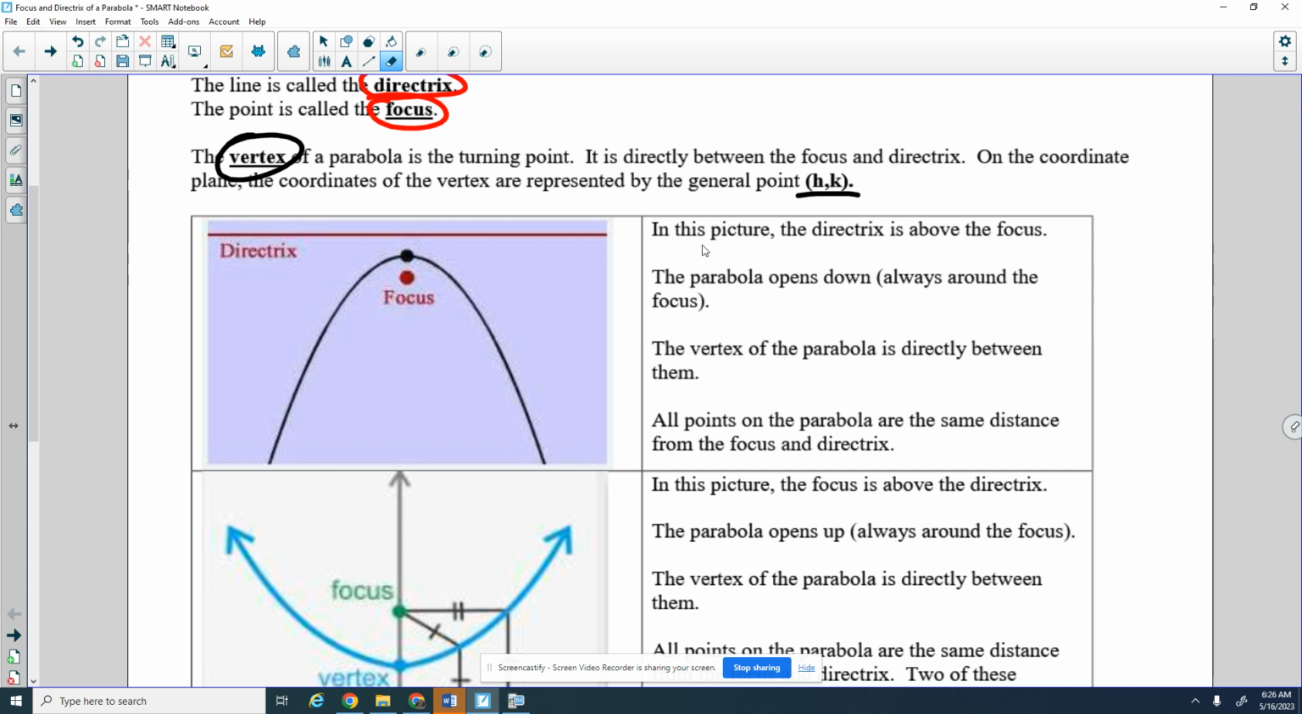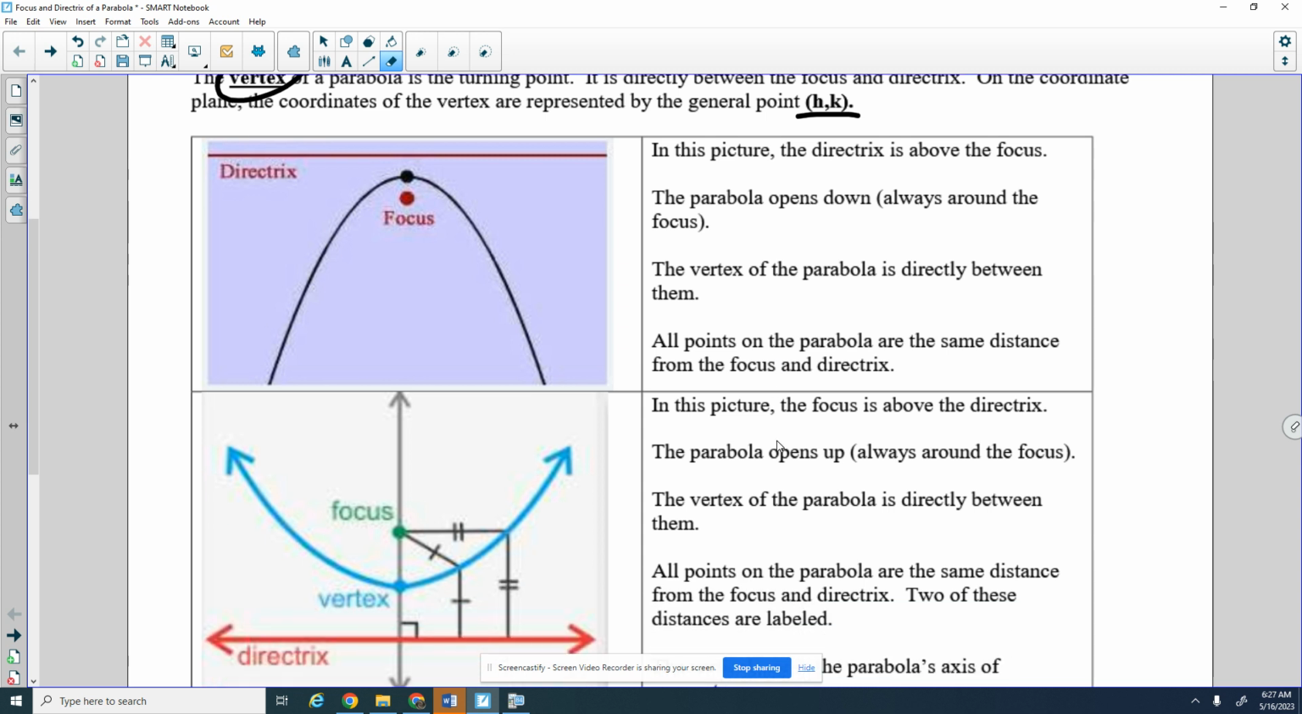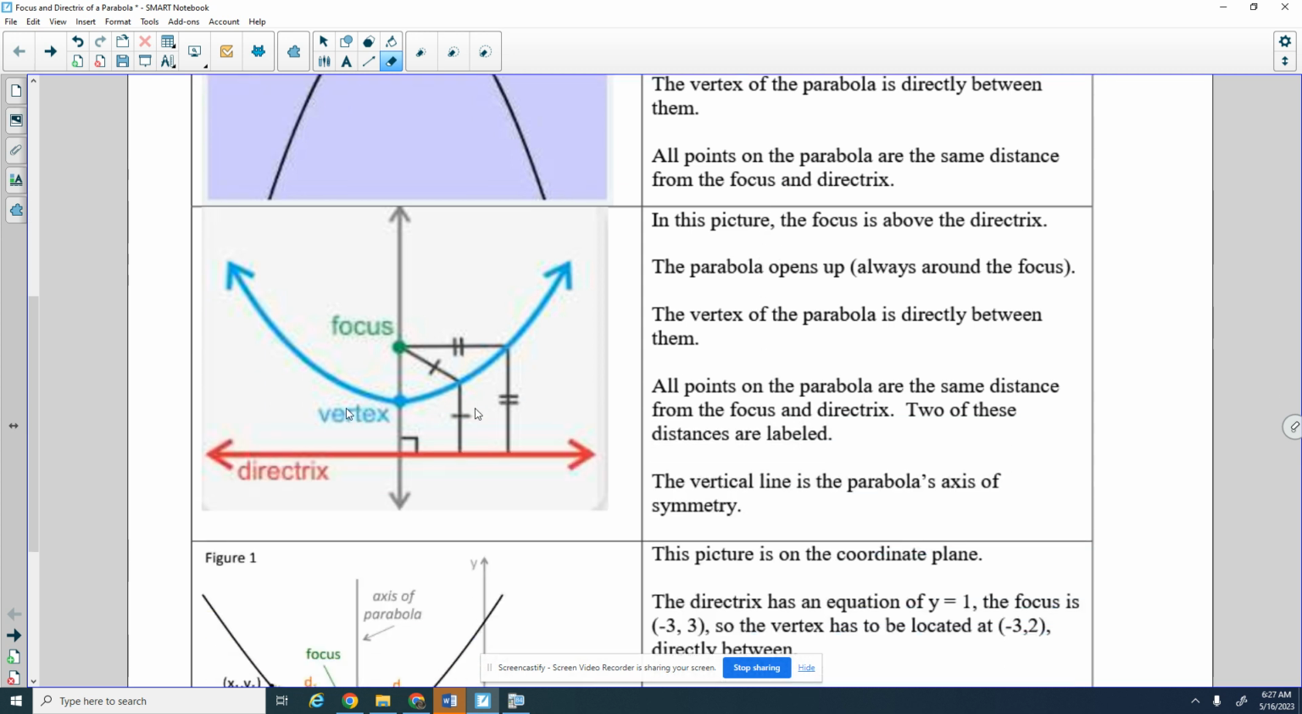So I'm going to look at the next picture. Actually, we'll read a couple things. In this picture, the directrix is above the focus. The parabola opens down, always around the focus. So the parabola always kind of bends around the focal point, and the vertex is directly between them. And then we talked about this same distance idea. So here's another picture. In this picture, the focus is above the directrix. The parabola opens up, always around the focus. Vertex directly in the middle. And then we see here those distance lines are drawn in, okay?